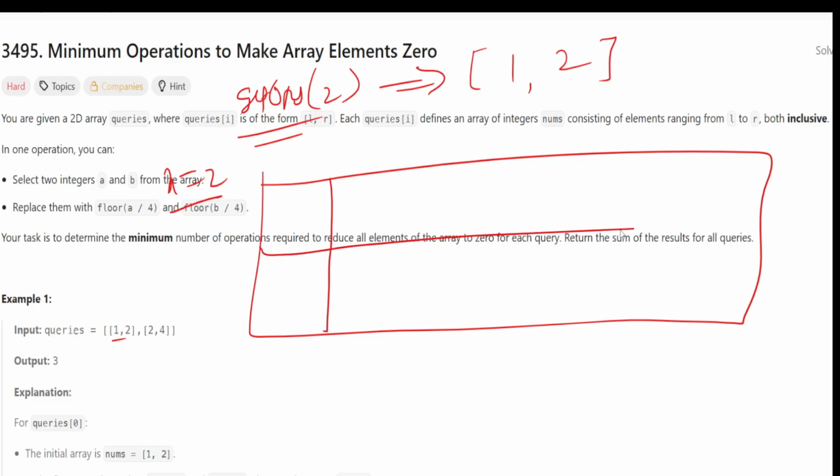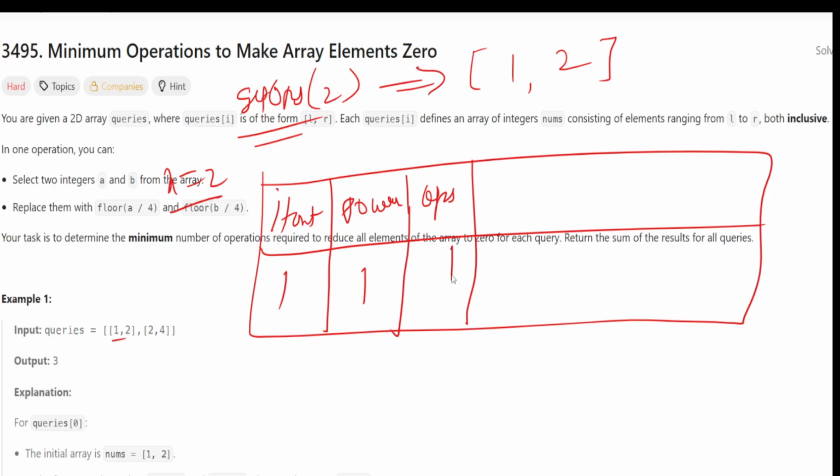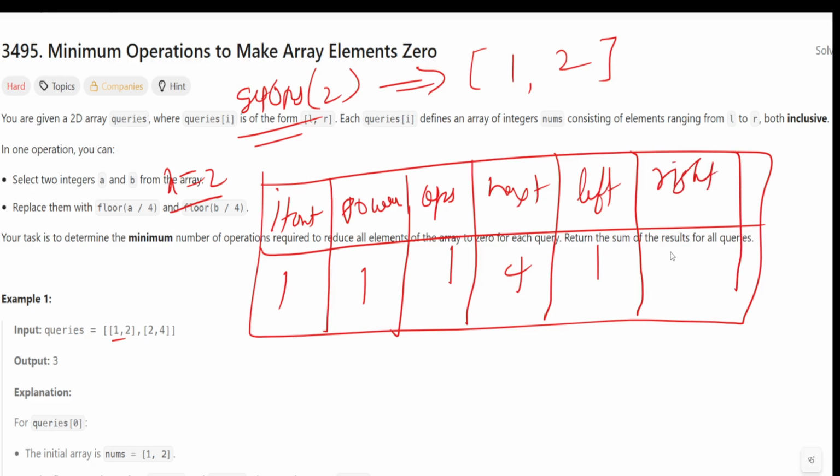Let's talk about the iteration. This is your iteration, and it takes 1, means the power is what? Means power is also 1, right? So we'll get 1. What is the operations required? How many operations required? We'll say 1. So next will become what? It will give you 4. What will be the left value? Left is 1, and the right, we have to take the min value, right? Min of 2 and 3, and it will give you 2.